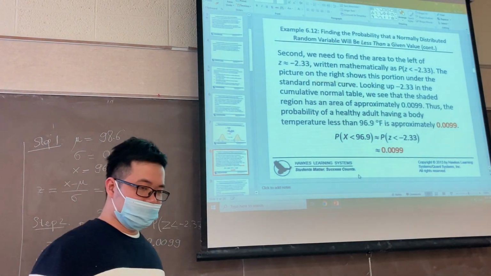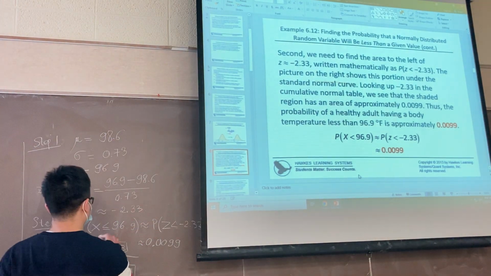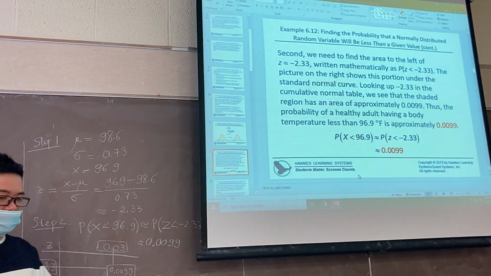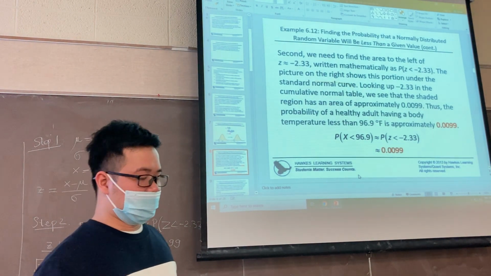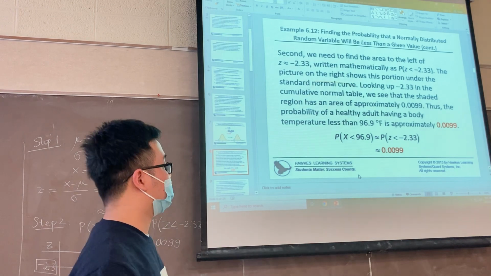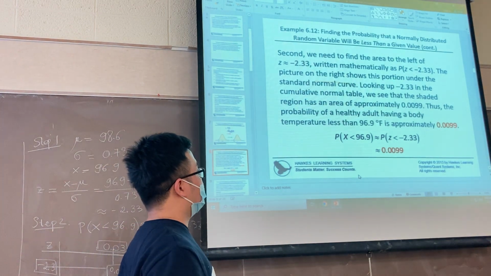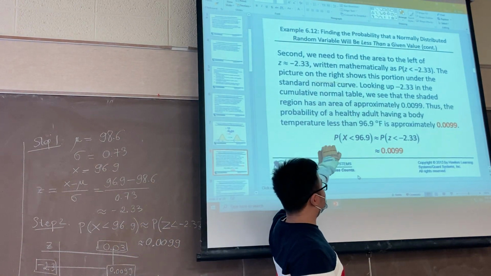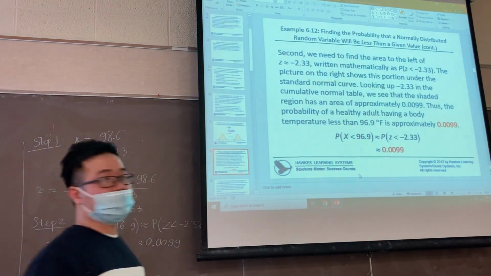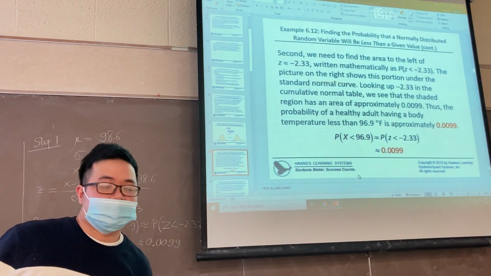It's not different. When you write is equal to here or is less than, the probability does not change too much. It's similar, approximately equal. Here, so it's like this. Any questions so far?